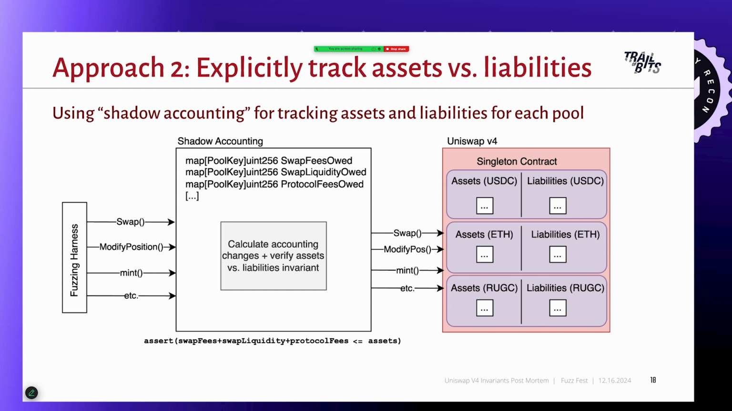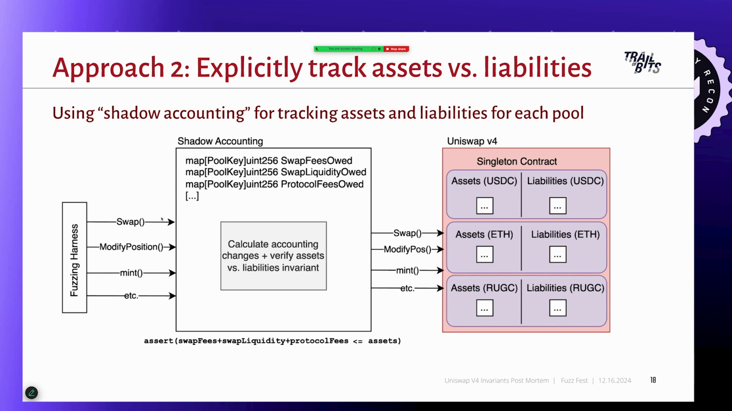The idea here is we have this contract that sits between our fuzzing harness and the Uniswap contract. Instead of directly calling into the Uniswap contract for anything, it all goes through this shadow accounting contract. This contract keeps track of all of these variables, like for each pool, how many swap fees are owed, how much liquidity is owed to LPers, and how many protocol fees are owed.